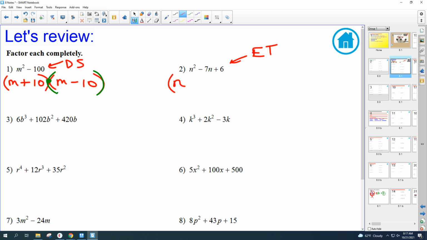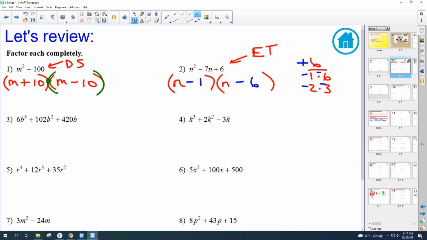The next problem, number 2, is an easy trinomial. We said, all right, n squared must have come from n times n. And then we needed 2 numbers that multiplied to 6 and add up to -7. So they multiply to a positive, which must mean that both of these numbers are negative if they're going to add up to a negative. So we know that -1 and -6 are going to add up to -7. -1, -6, that's -7. So I know these numbers are n minus 1 and n minus 6. It's going to be really important that you can factor.